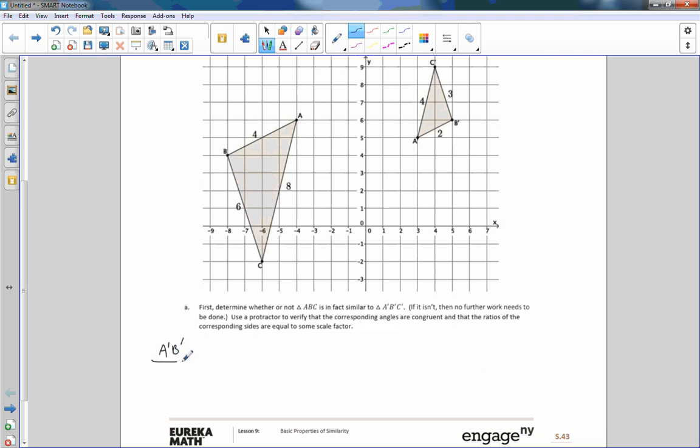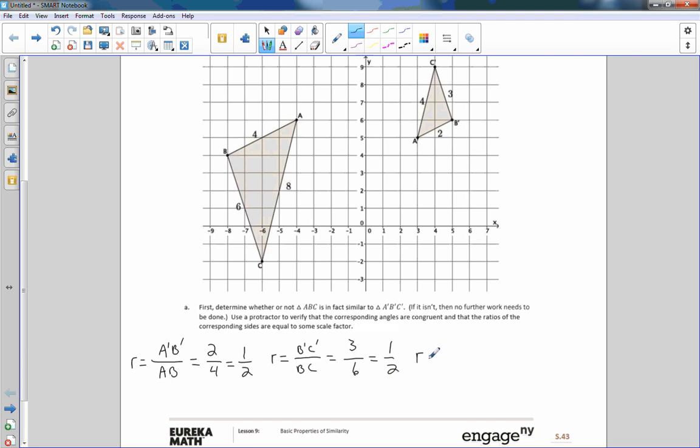So I'm going to start with that. A prime B prime over AB equals, and A prime B prime is 2, and AB is 4. Well, that reduces to 1/2. So there's my R. R equals 1/2. Now I need to confirm that my R is going to be the same for all 3. So now I'm going to check B prime C prime divided by BC. And B prime C prime is 3, and BC is 6. And 3 divided by 6 reduces to 1/2.